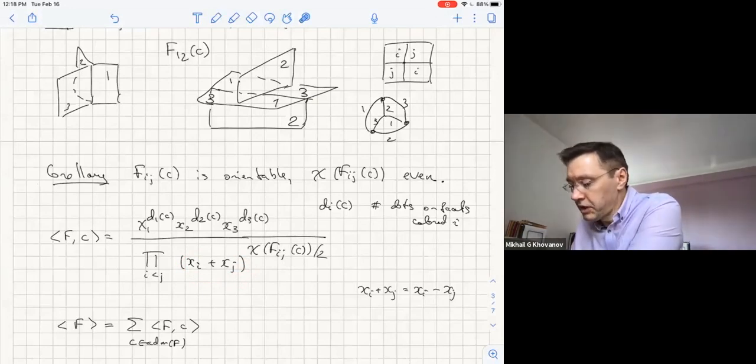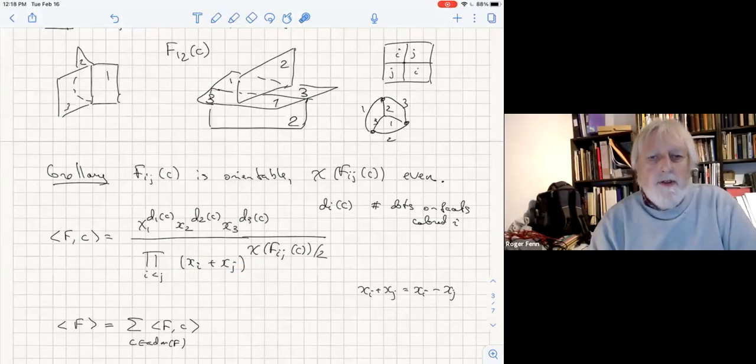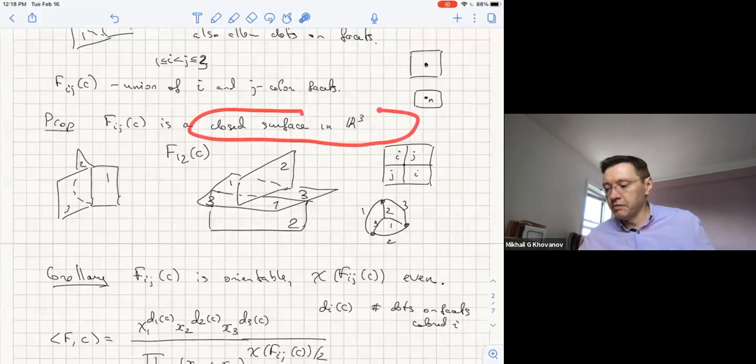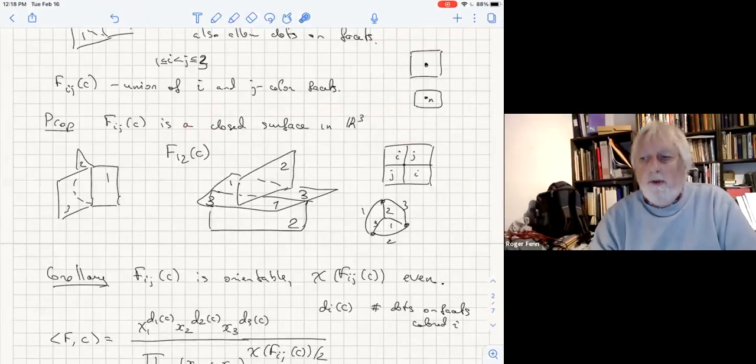Excuse me, is it easy to see that it's orientable? Yeah, because it's closed, everything is combinatorial. It's a closed surface embedded in R3. Oh, okay, sure. Okay.